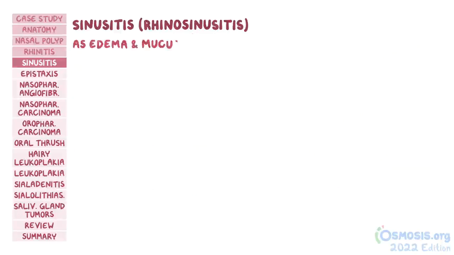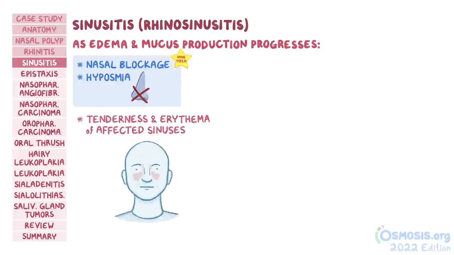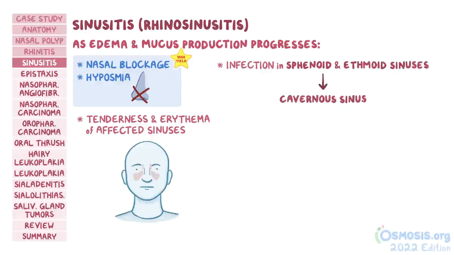As the edema and mucus production progresses, it can cause nasal blockage, hyposmia or loss of the sense of smell, as well as tenderness and erythema over the affected sinuses, which is a key clue. As a particularity, infections in sphenoid or ethmoid sinuses may extend to the cavernous sinus and cause cavernous sinus syndrome, which is a condition characterized by multiple cranial nerve palsies.